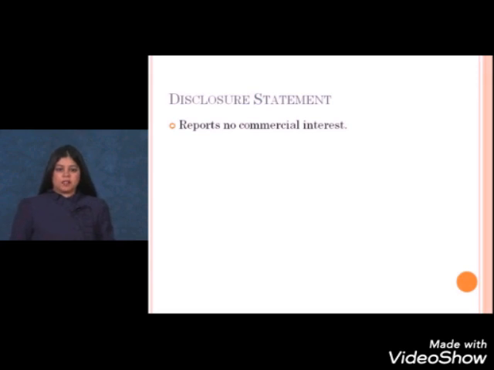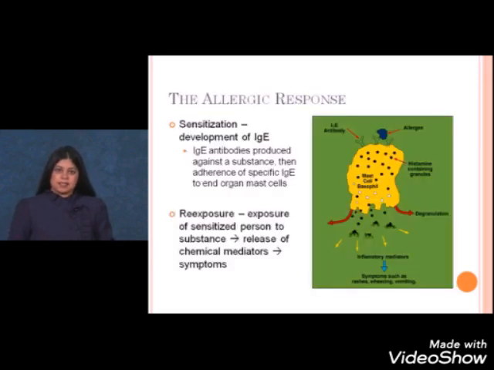I wanted to start off with some definitions. Sensitization. So sensitization is the development of IgE. It's when the body produces IgE antibodies against a substance. And then these same specific IgE antibodies adhere to certain cells in the body, mast cells, basophils.